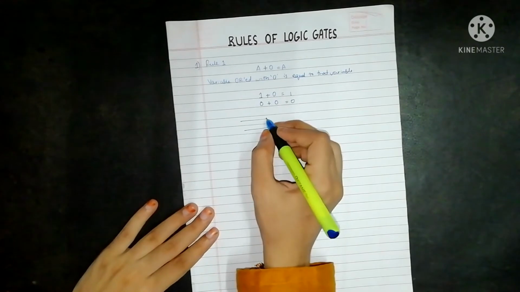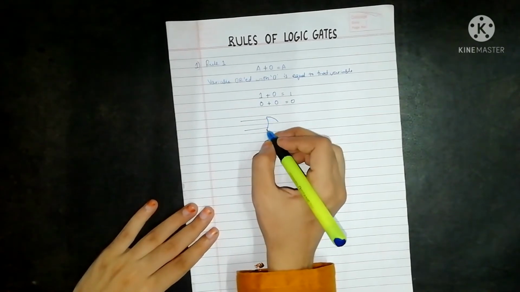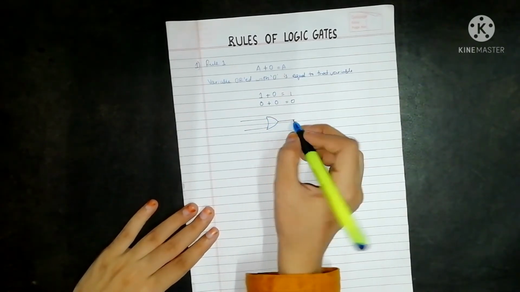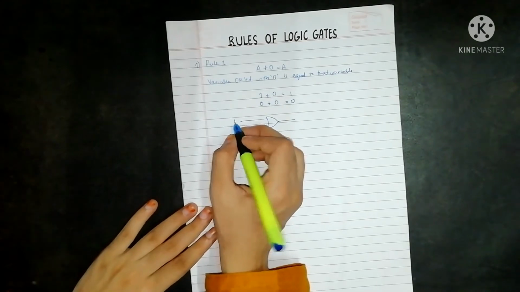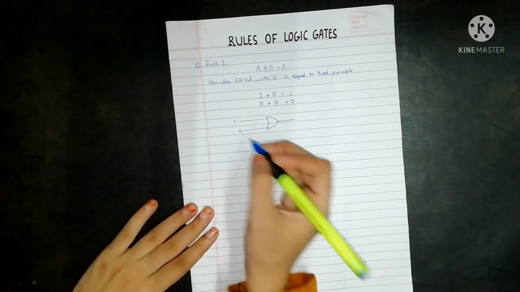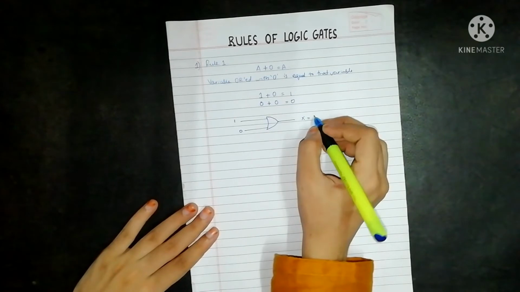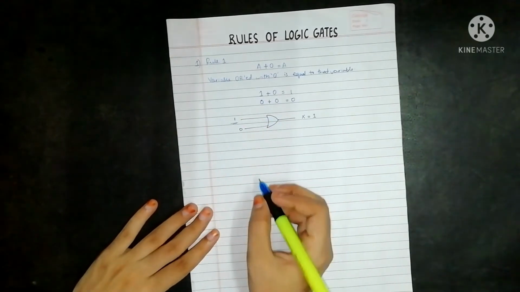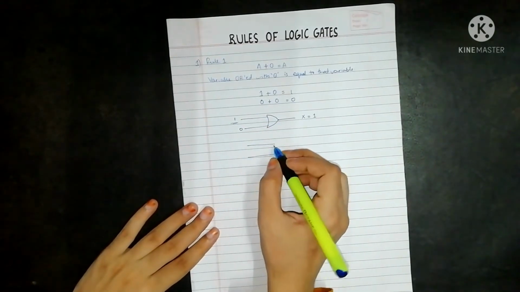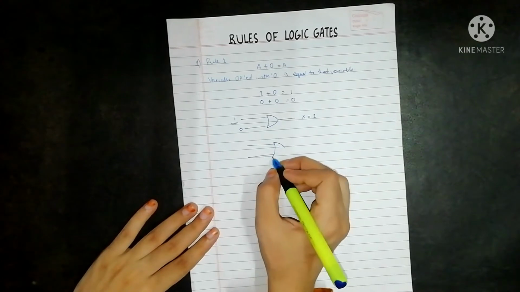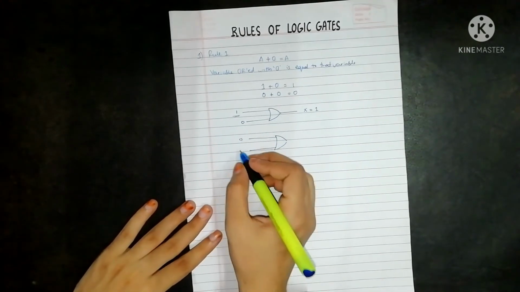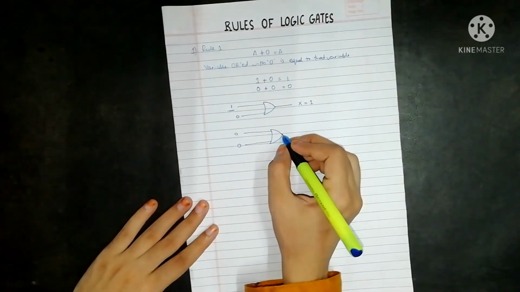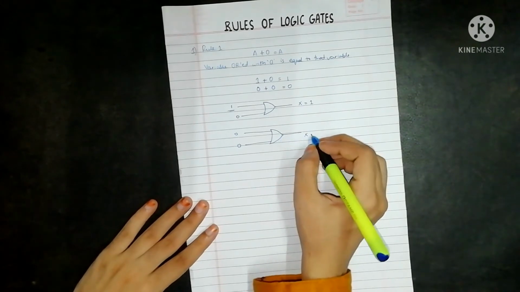In terms of logic gate, it can be expressed as, this is my OR gate, here is my variable, and I am ORing it with 0. So the result is going to be the same variable. Again, if I have the variable as 0 and I am ORing it with 0, then the result obtained is going to be 0.